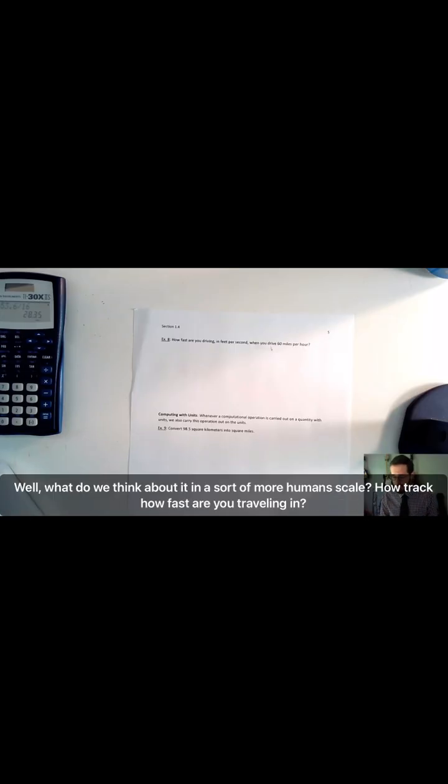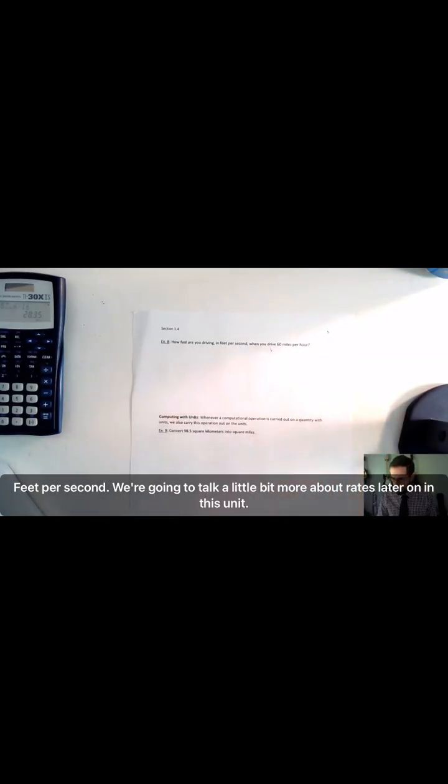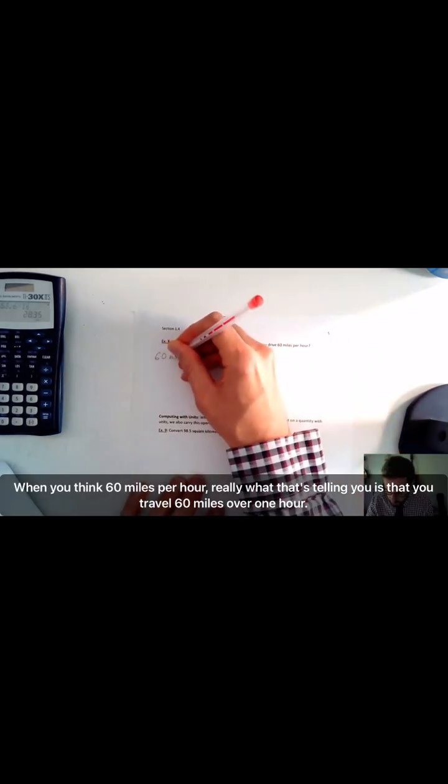How fast are you traveling in feet per second? We're going to talk a little bit more about rates later on in this unit, but when you see that word "per," it indicates what we call a rate, which is, again, basically just division. When you think 60 miles per hour, really what that's telling you is that you travel 60 miles over 1 hour. Right? So that is the unit that we're starting with here.